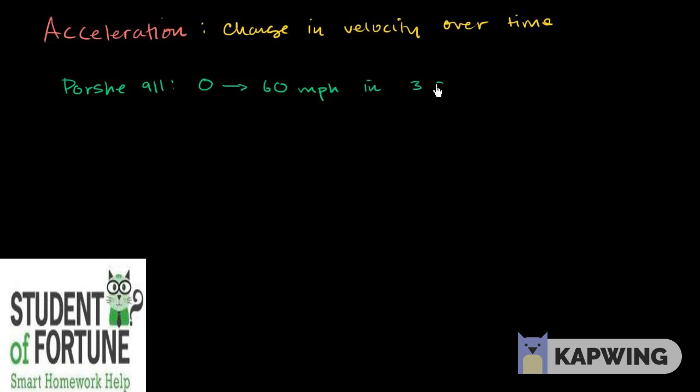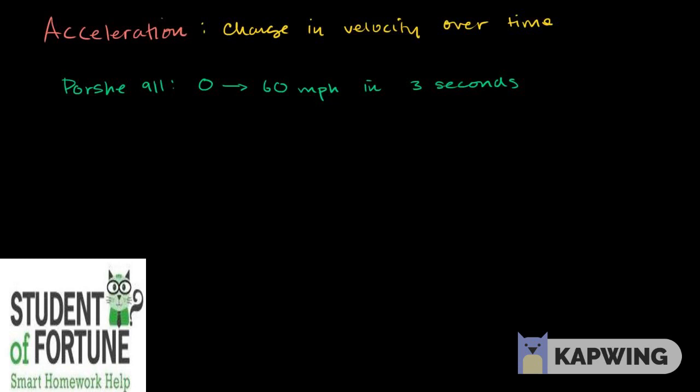So although officially what they're giving you right here are speeds, because they're only giving you magnitude and no direction, you can assume that it's in the same direction. I mean, we could say 0 miles per hour to the east to 60 miles per hour to the east in 3 seconds. So what was the acceleration here?